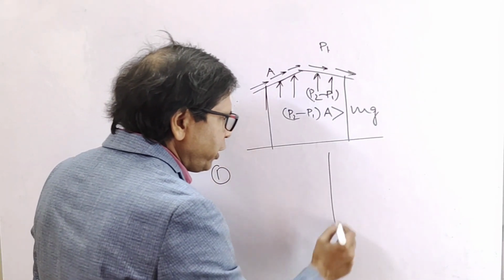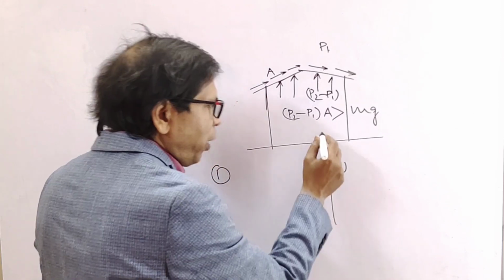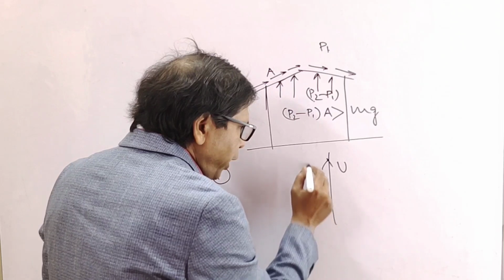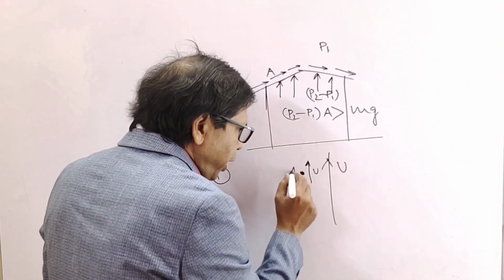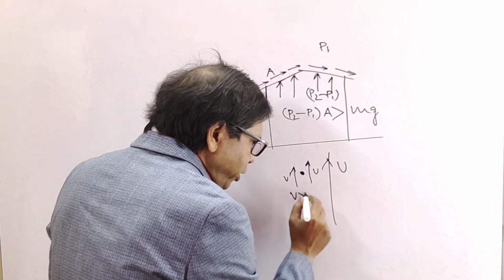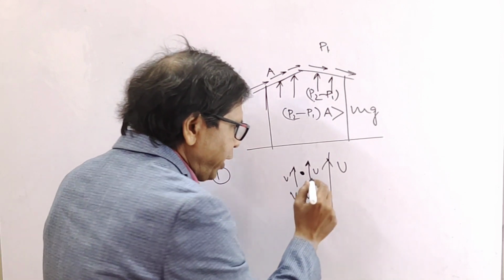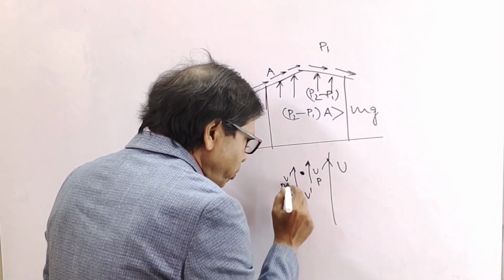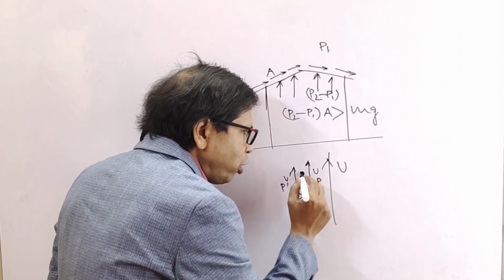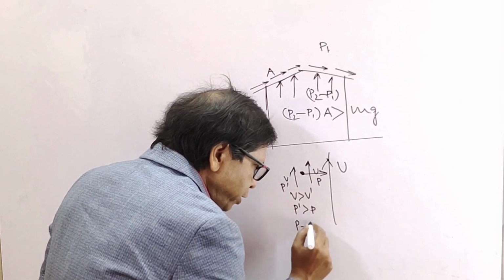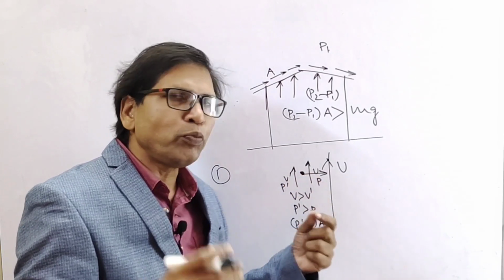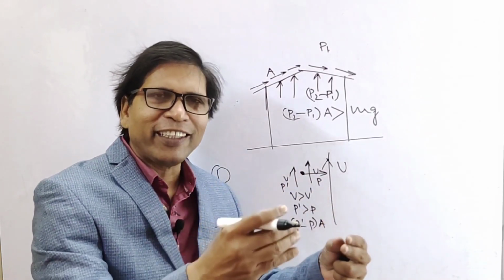Next, it is not safe to stand near a fast moving train. Suppose this is the direction of motion of the fast moving train. If a person stands here, the velocity of air is more near the train and less away from it. As V is greater than V dash, the pressure P is less than P dash, that is P dash is greater than P. So there is a force, (P dash minus P) into A, towards the train. So there is a tendency to fall towards the train.